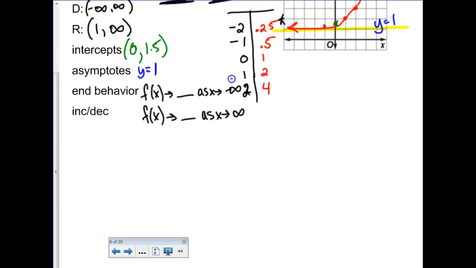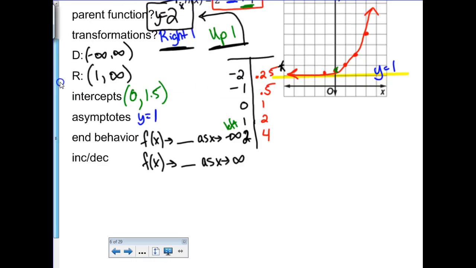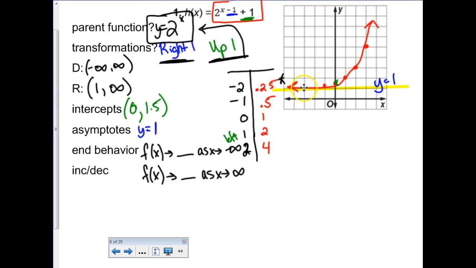So I always do the left end behavior first. When I look at the left side of the exponential, it'll be this guy right here. What y value is the function approaching? It's getting closer and closer to 1. Very good. And then on the right side, which would be x goes to positive infinity, what y values are you approaching? Infinity. Very good.